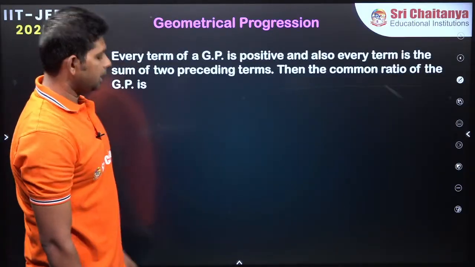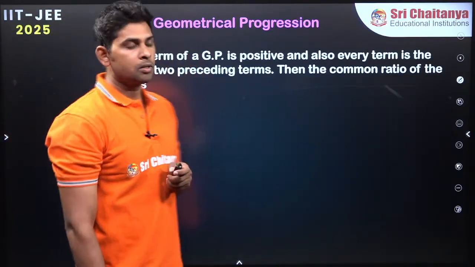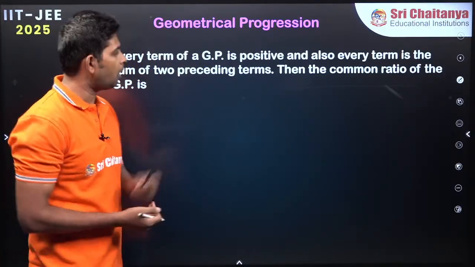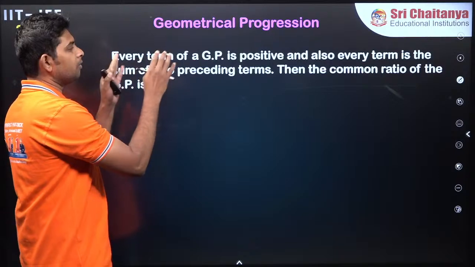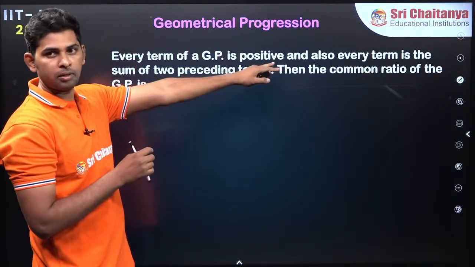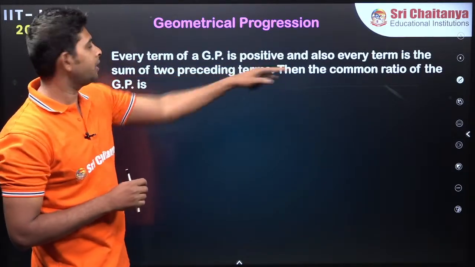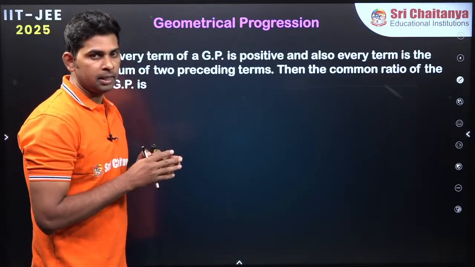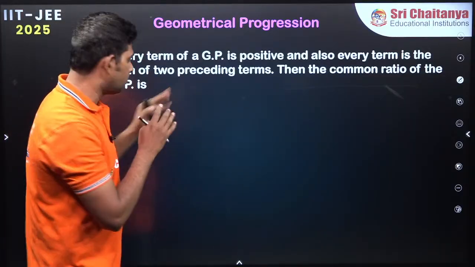And then let us see some problems on this. By using this general form of GP, how are we going to solve this? Every term of a GP is positive, so we are taking all positive numbers. Also, every term is the sum of the 2 preceding terms. We don't know those two terms, which is why we are going to assume the sum of the terms.